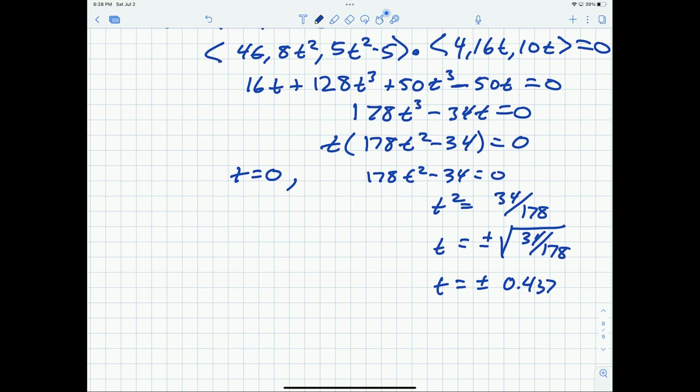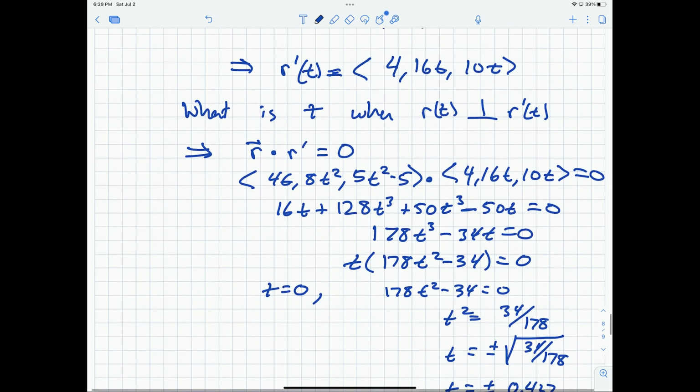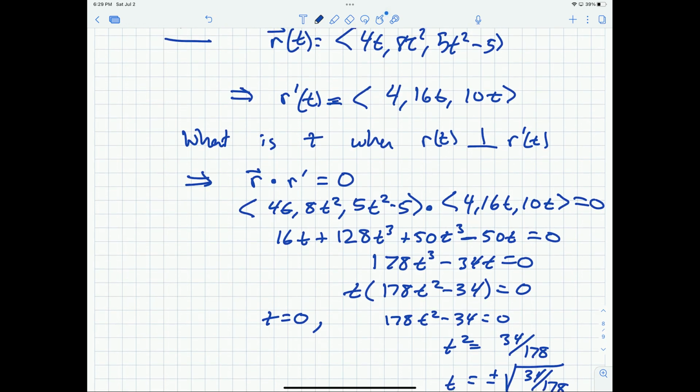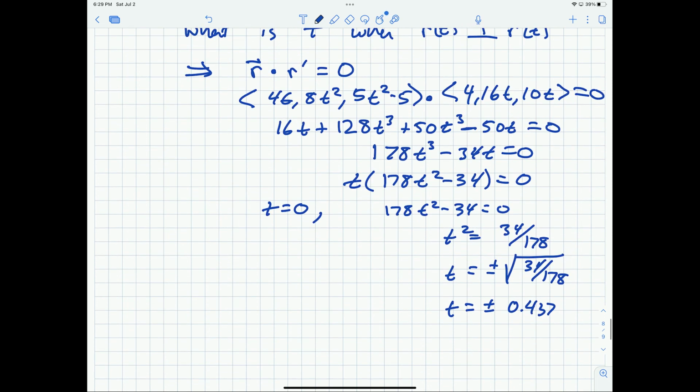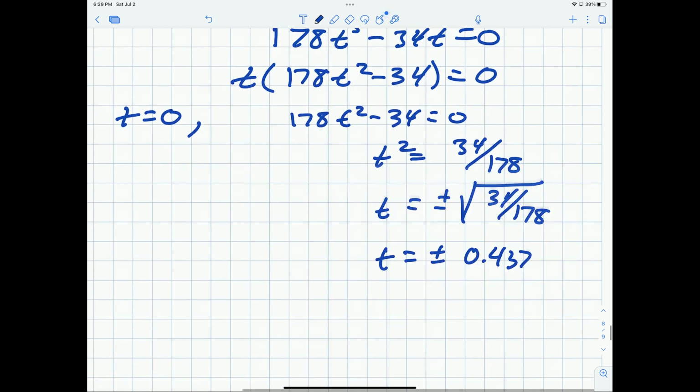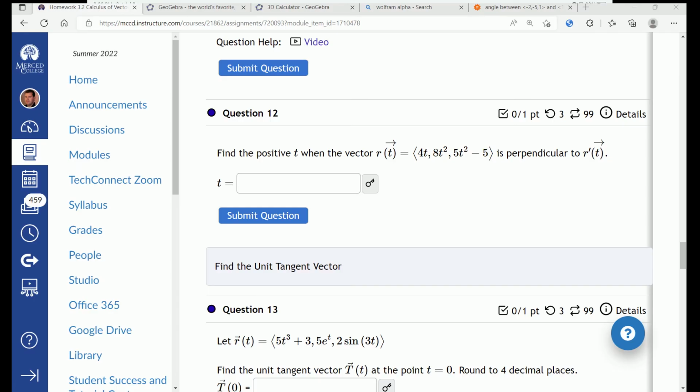Hopefully you were looking at this. So literally you just do what it says. It says, where is r perpendicular to r prime? Well, you make them perpendicular by setting the dot product equal to 0, and it only happens in certain places. A positive one, a negative, and a 0 in this case. And in particular, they have asked for the positive t value where this happens. And so you're just typing in 0.437. That was the positive one.